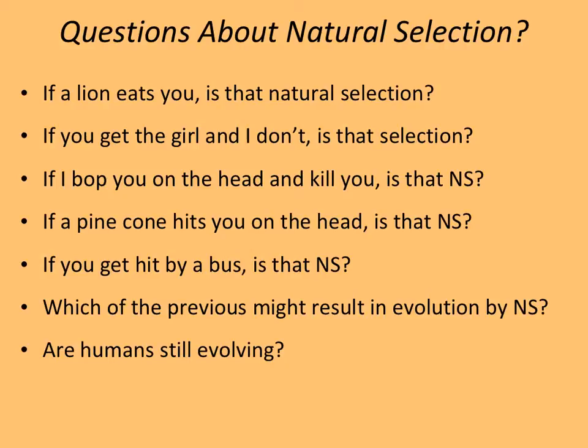So which of those or the previous might, let's say, result in evolution by natural selection? Number one, if a lion eats you, would that result in perhaps evolution in human beings in terms of getting eaten by a lion or any other kind of wild animal?